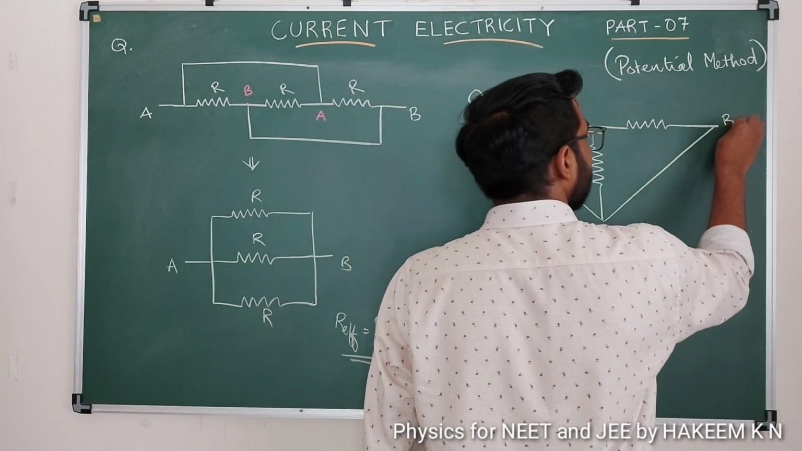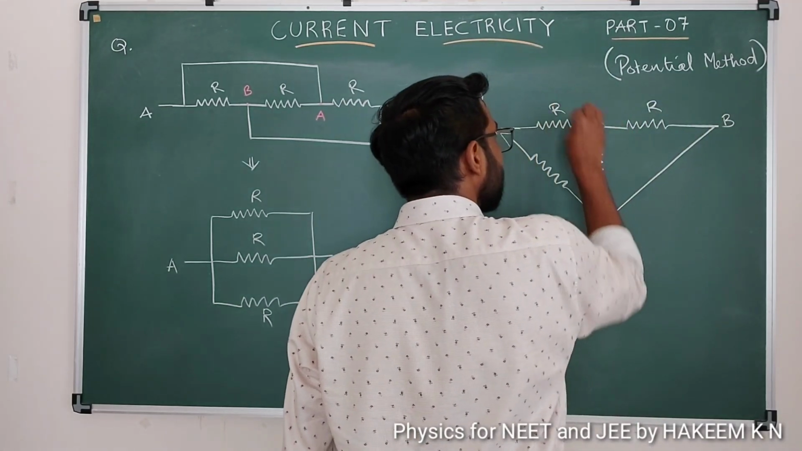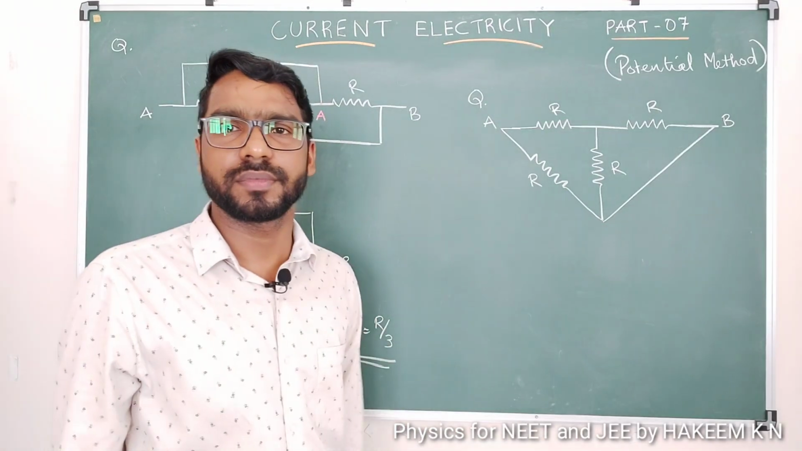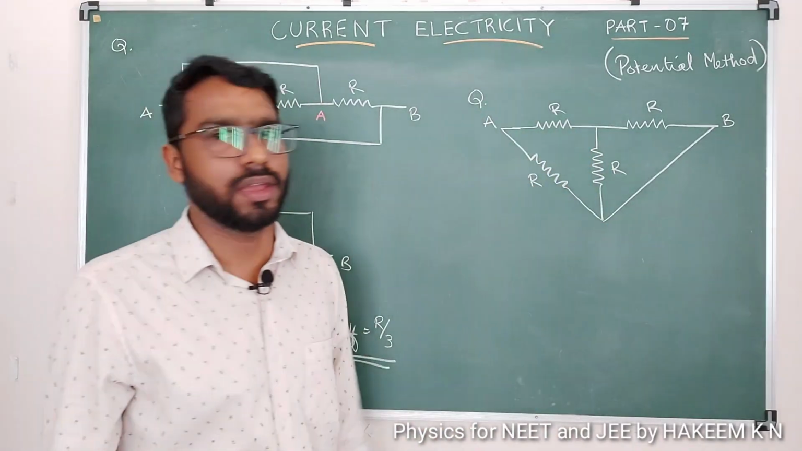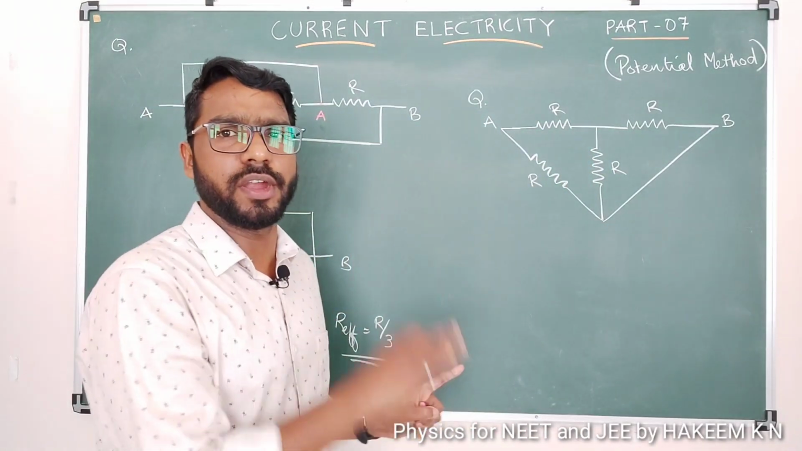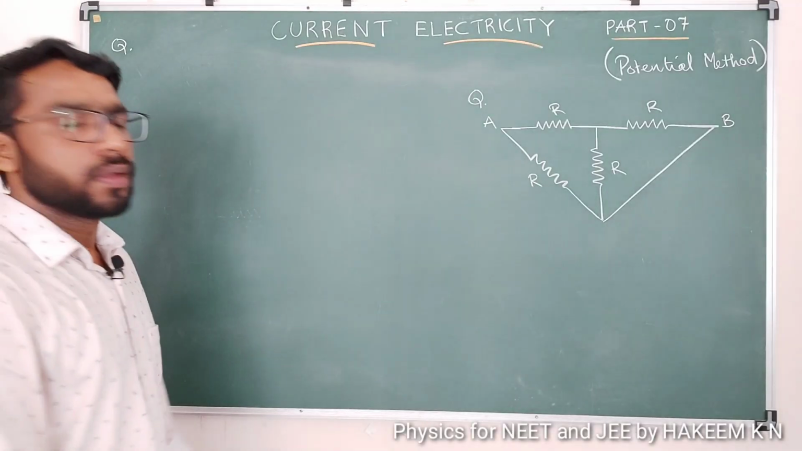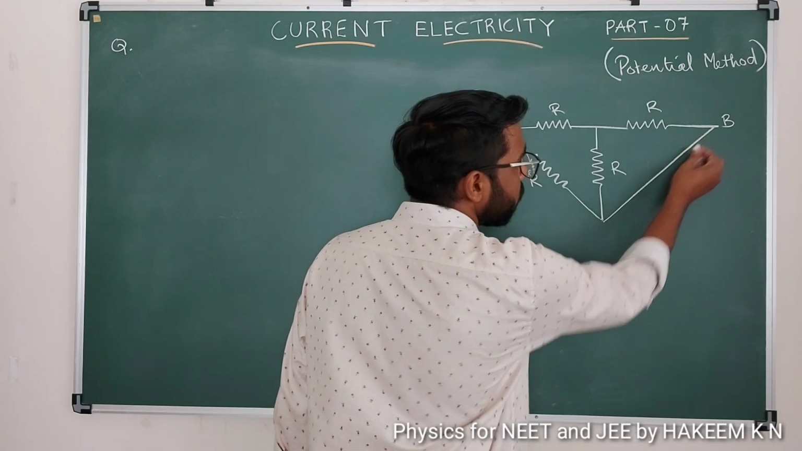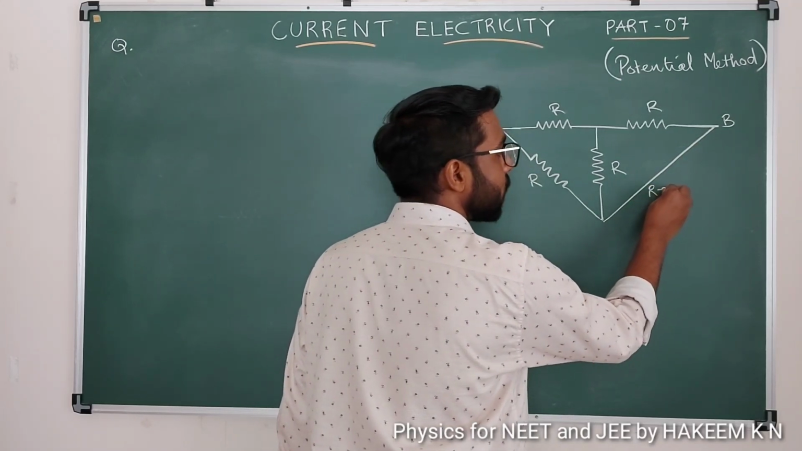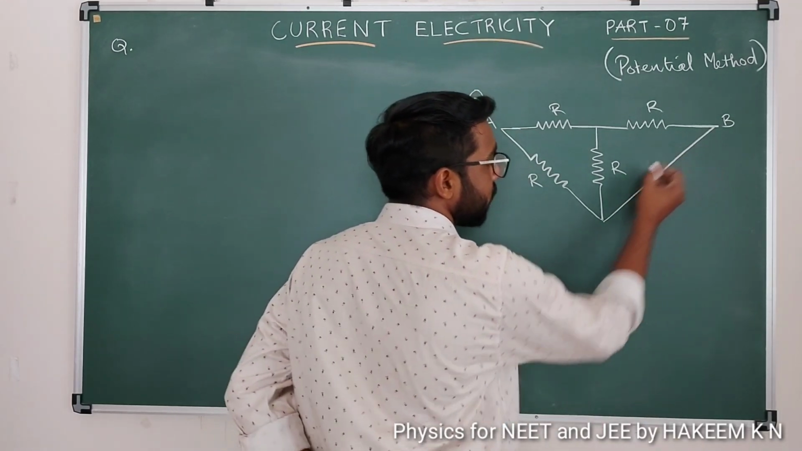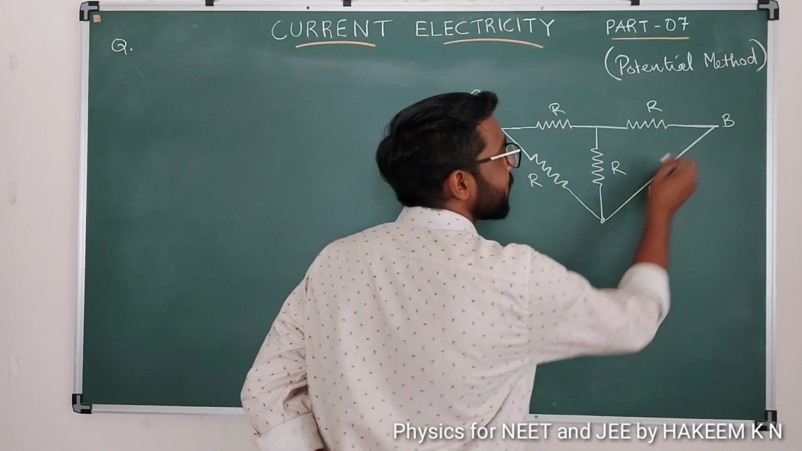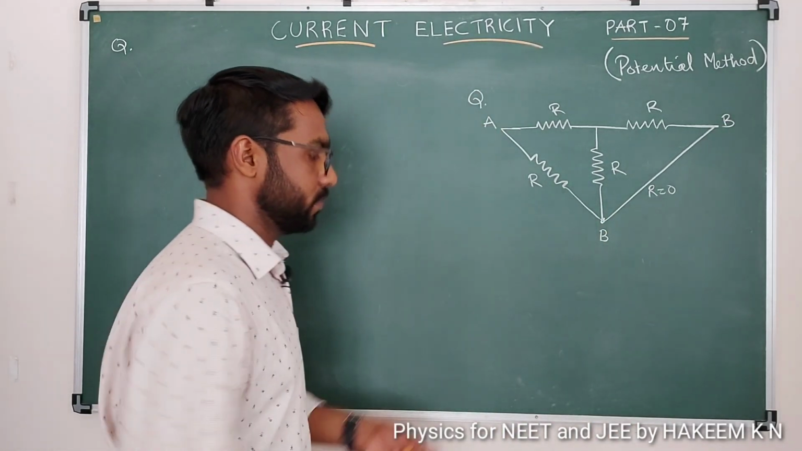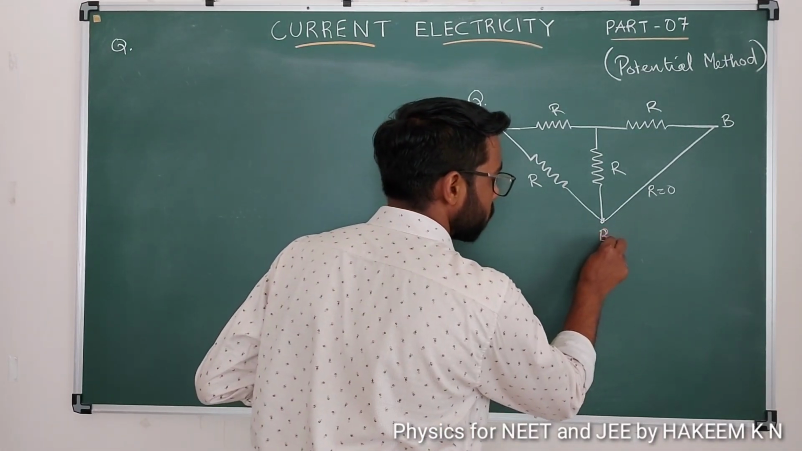A, B. Question is, find effective resistance between A and B. Just pause the video and try to solve it. Okay. Here you can see a wire with no resistance. Here resistance equal to 0. So we can say this point is also directly connected to B. This is also B. Okay. This point is also B.